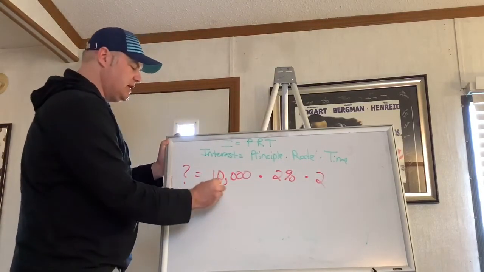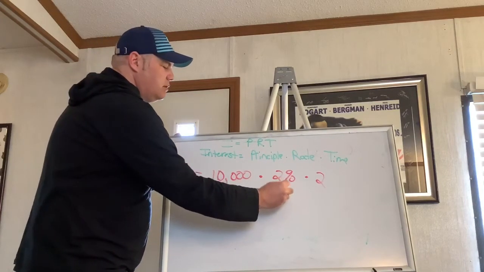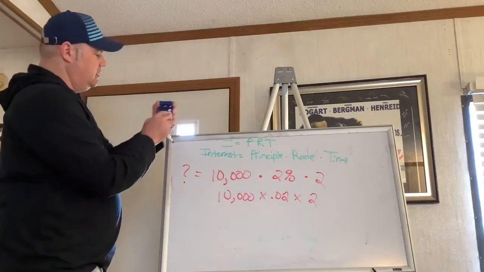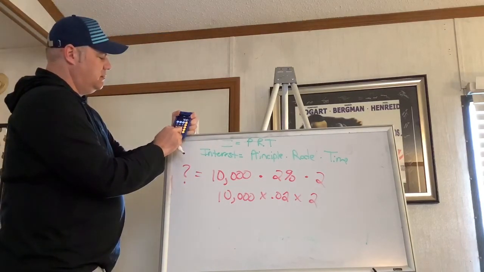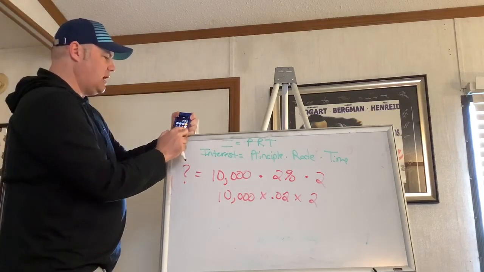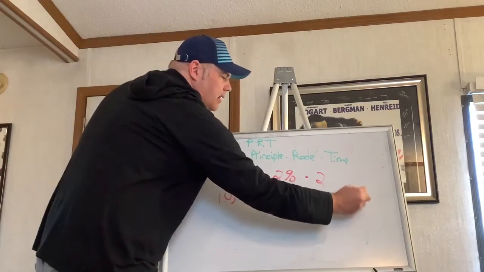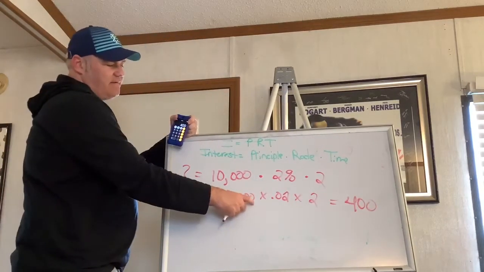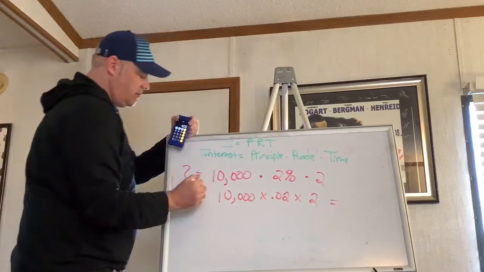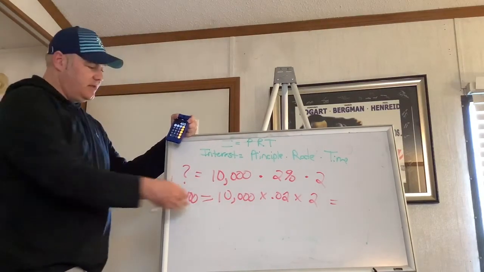So when I go to put this in, I'm going to do 10,000 times 0.02 times 2. Okay? So let's put that in. 10,000 times 0.02 times 2, I get 400. So not only do I have what I invested, but I get $400 as interest, and I'll put it over here so that we keep it in the formula. But I get $400 on top of the $10,000 I invested.